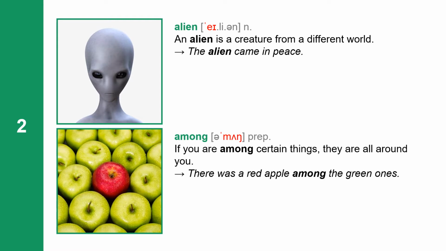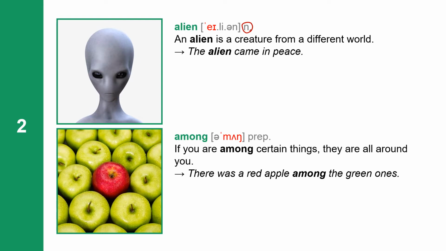First one, alien. It has 3 syllables. Accent on the first syllable. Alien is a noun. An alien is a creature from a different world. The alien came in peace.